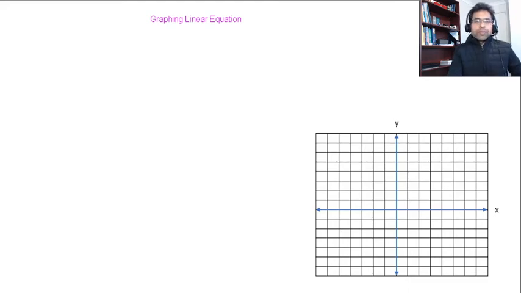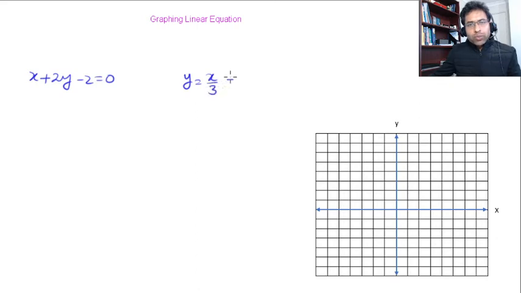Welcome to MathSolve. In this video, we are going to learn how to graph linear equations, and for that we are just taking two linear equations. The first is x plus 2y minus 2 equal to 0, and the second is y equal to x over 3 plus 1. So one equation is in general form, the second equation is in gradient-intercept form. We already discussed this in the previous video.